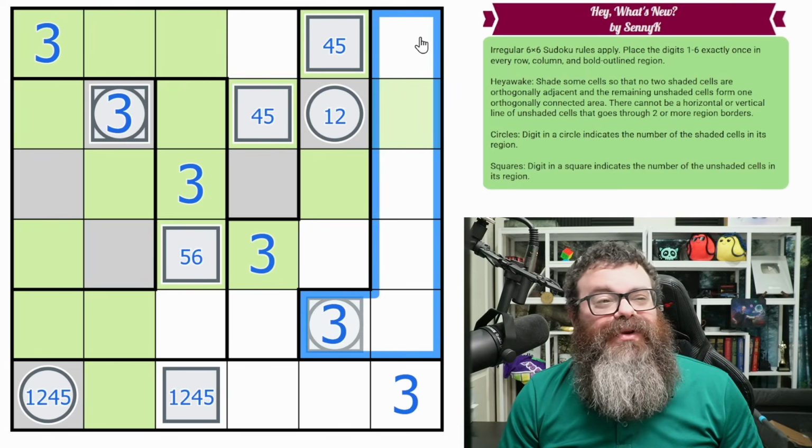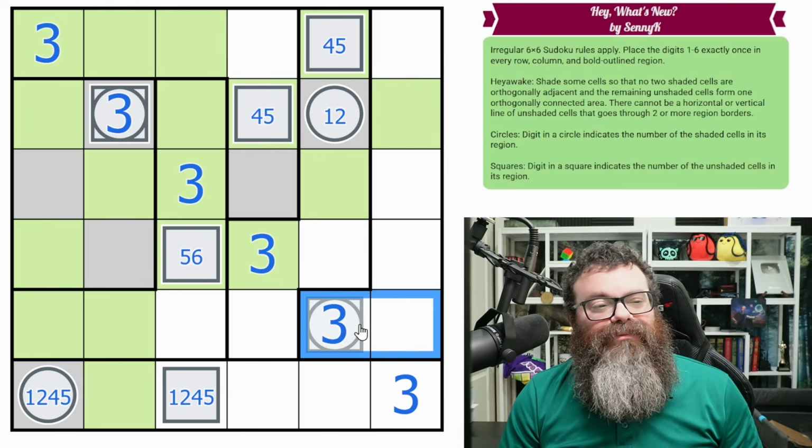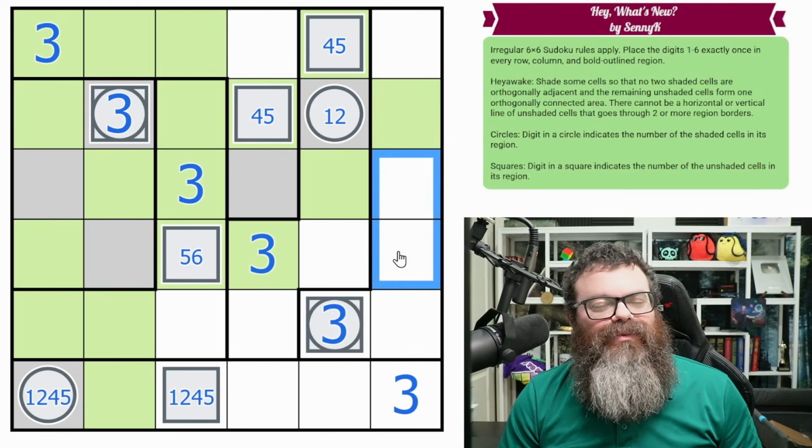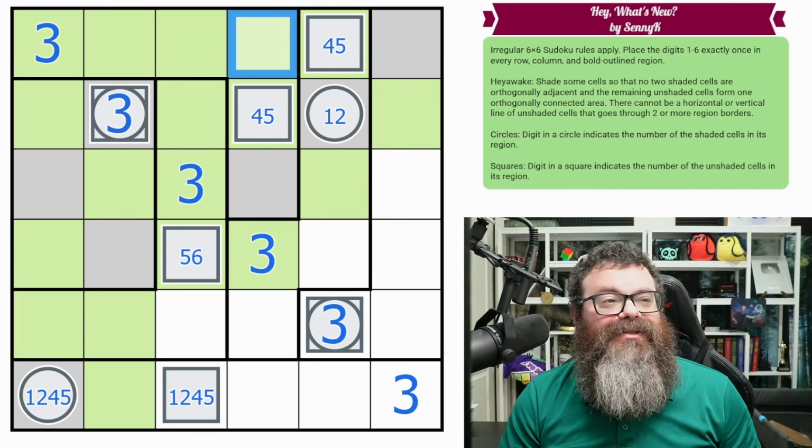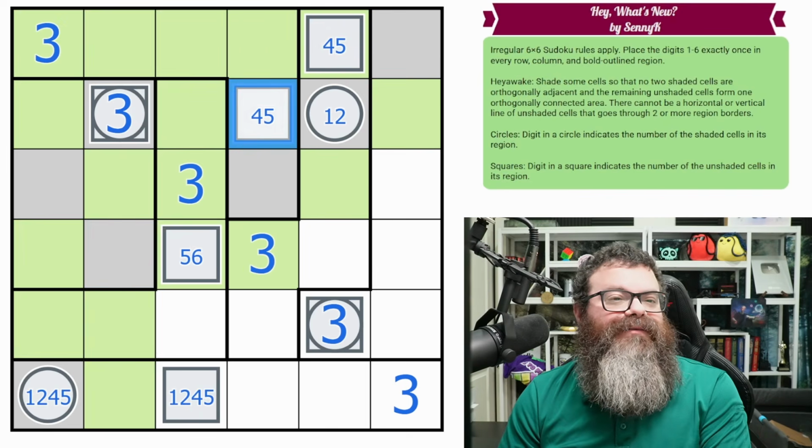How about we need 3 shadeds in this region. Notice this can be max 1, this can be max 1. So we need to put 1 here. That means this guy can't connect this way, so it's going to have to connect this way. And that makes this a 5.